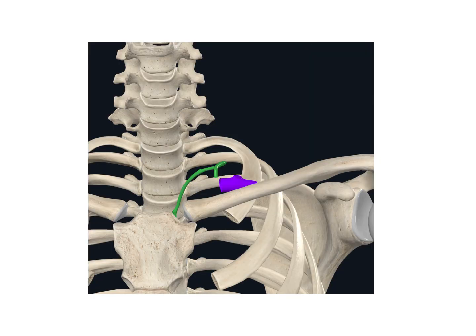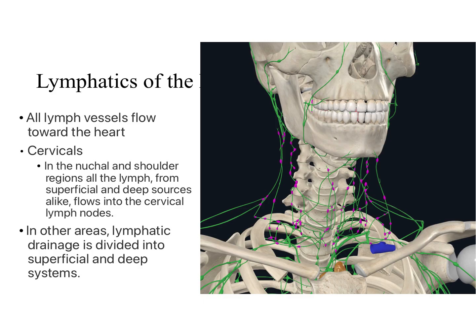Then here we have a larger picture showing the very end of the thoracic duct as it's draining into the left subclavian vein, which is right here. And then there are other tributaries that are draining into that thoracic duct other than the cisterna chyli at its base. All lymph fluid and all those lymph vessels flow towards the heart.